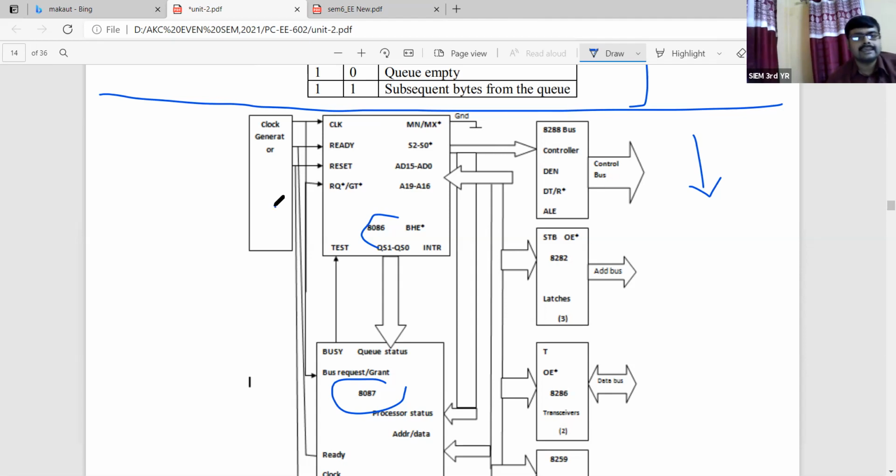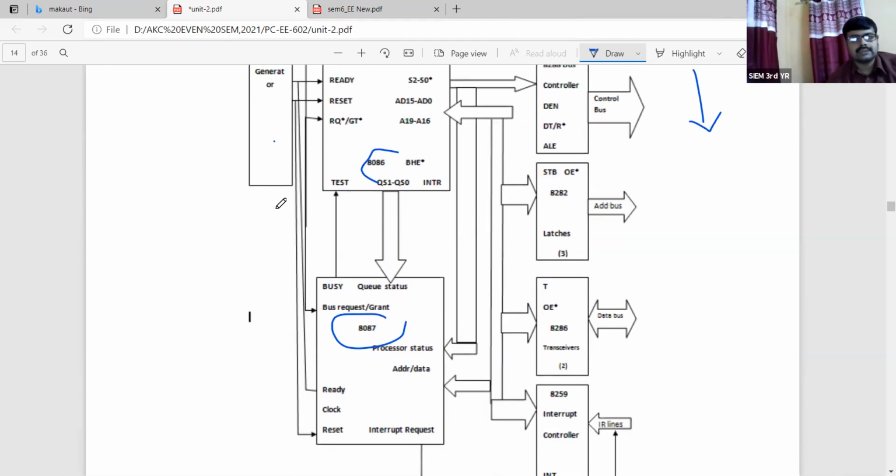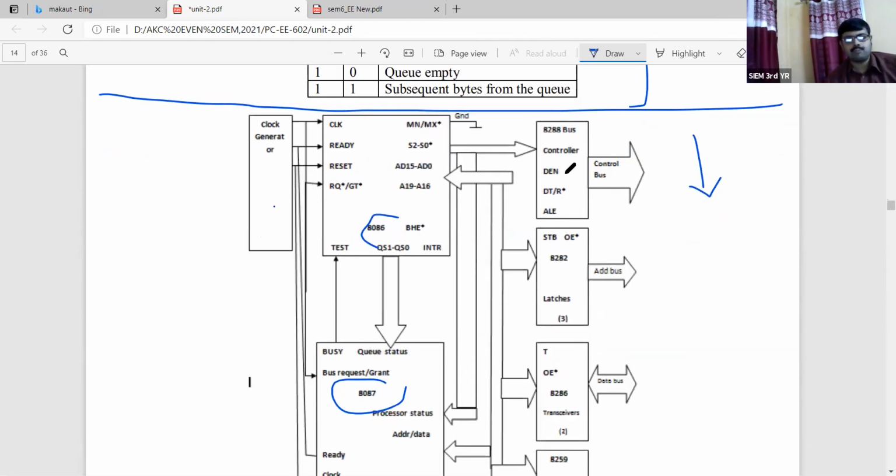So a clock generator will be there. The clock generator is connected for synchronous operation, because to perform synchronous operation you have two different processors. One is the 8086, another one is the 8087. So two different types of processor we are using here. Obviously synchronization is an important parameter, so the clock generator's role is very important.